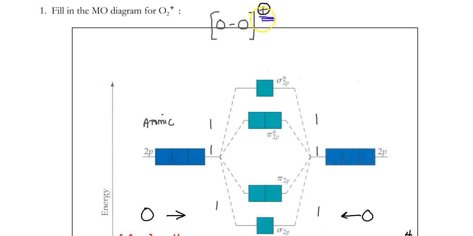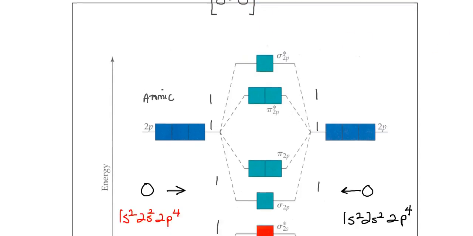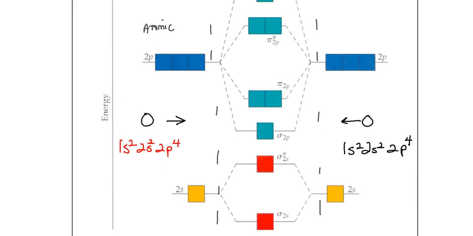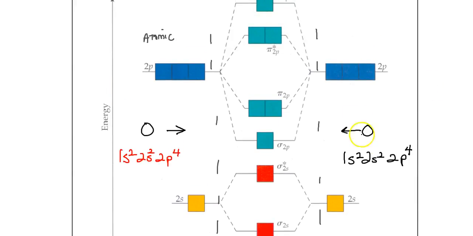So for positive 1, that means we have one less electron. Now, I don't know which one it is, but one of these two oxygens, we're going to take off an electron. So I'll just do it here. So this will be 2p3.